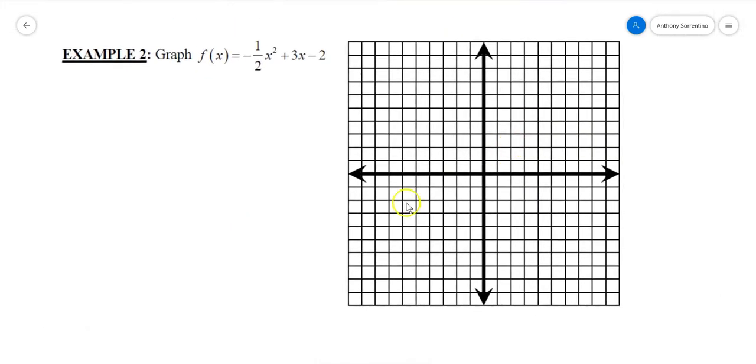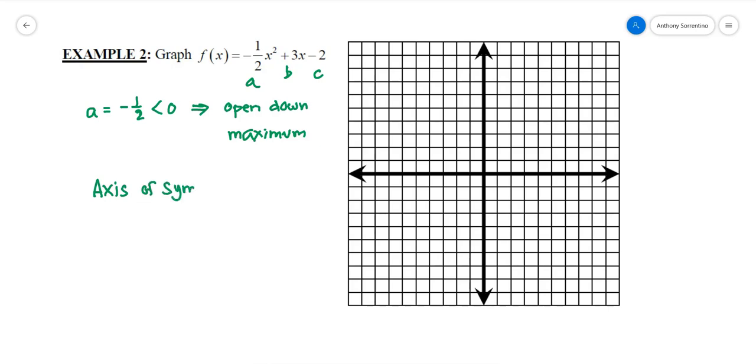So I have the function negative 1/2 x squared plus 3x minus 2. Here's a, here's b, here's c. And so I know a equals negative 1/2, which is less than 0, so this is going to open down. It's going to have a maximum. Here I'm going to find the axis of symmetry first. The other form is called the vertex form because it outright gives you the vertex. This one is more indirect, but it does give me the axis of symmetry pretty easily.